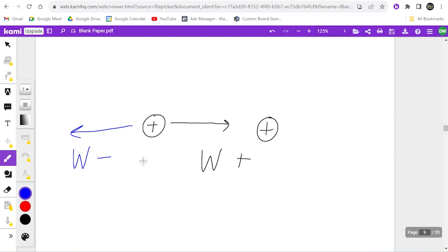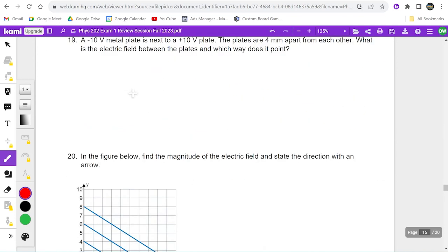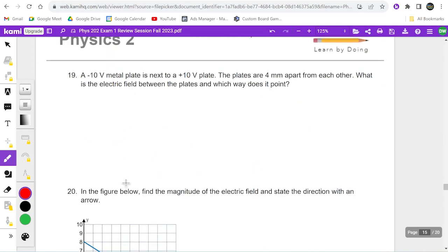So then just a couple more problems. Number 20, or I don't know what actual number it is, but number 19 is not that bad. Number 20 is probably the worst problem in this packet. And that's okay, because I'm here. Anyways, number 19. A negative 10 volt metal plate is next to a positive 10 volt plate. The plates are 4 millimeters apart from each other. What is the electric field between the plates and which way does it point?